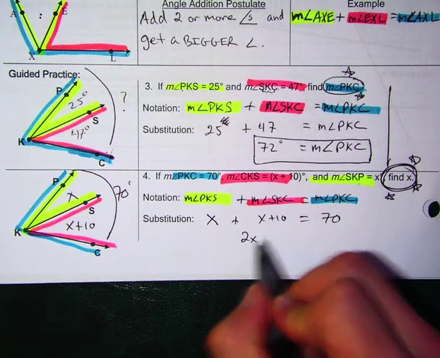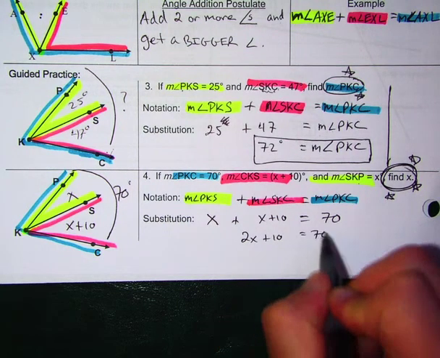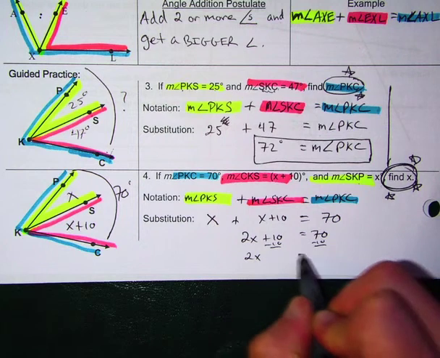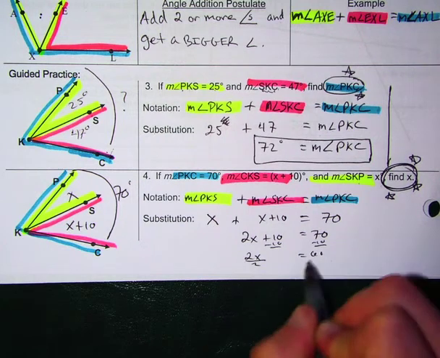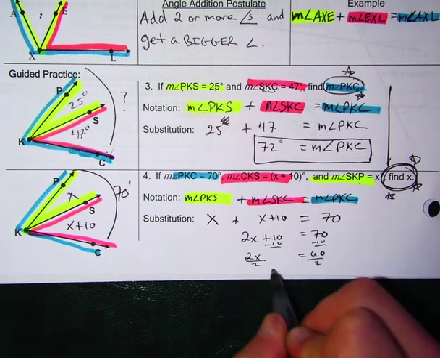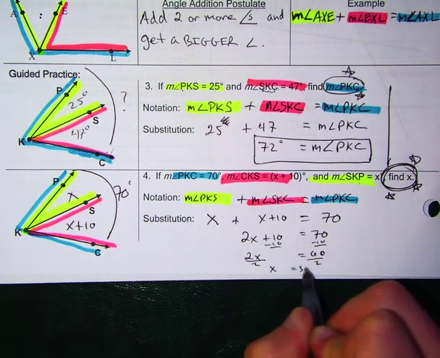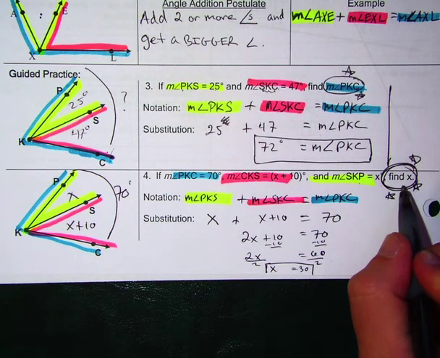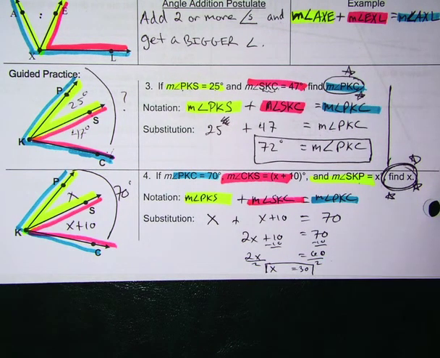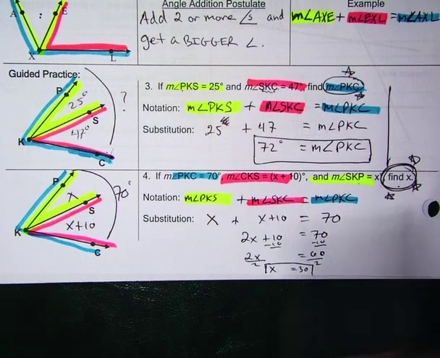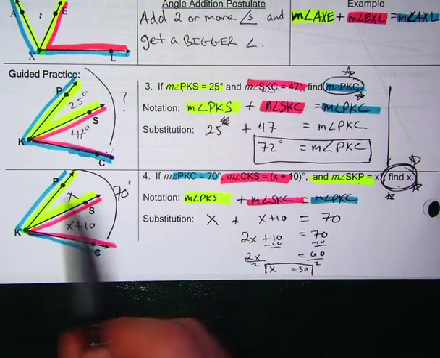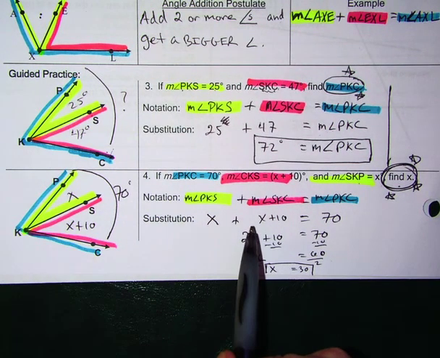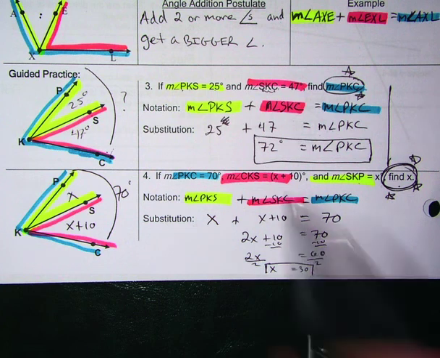Now if you add like terms, this is our situation. Let's take 10 from both sides. You're left with 2x is equal to 60. And if you divide both sides by 2, you get x is equal to 30. And that is what you're looking for since you were looking for x. So again, find your find. If there's not a picture, make one. And then mark up your picture. Give me your notation and your equation to solve. Here's your relationship. Good luck.